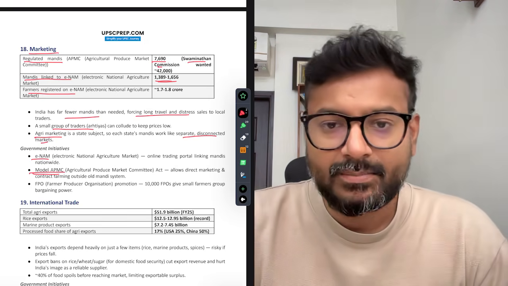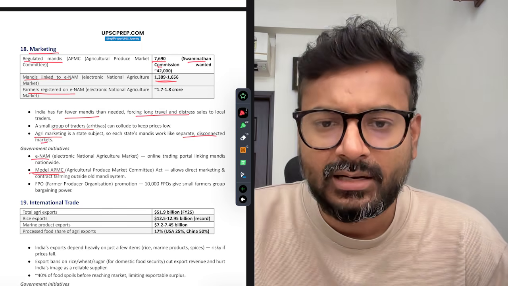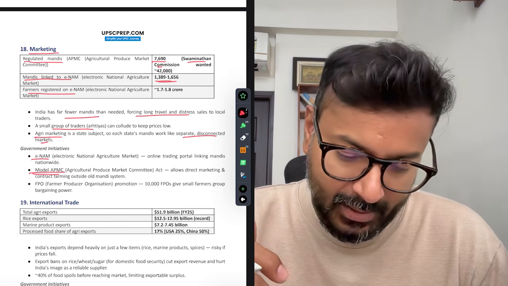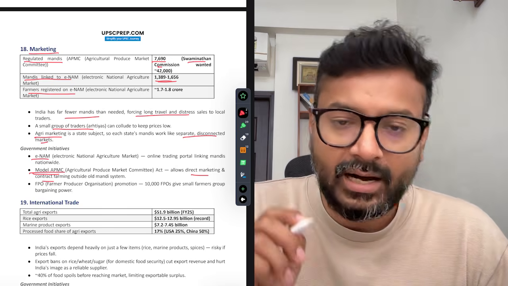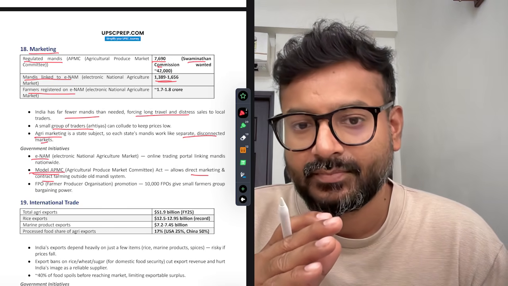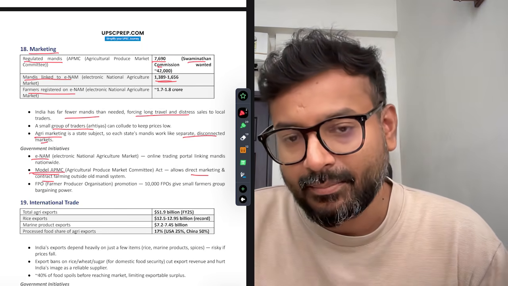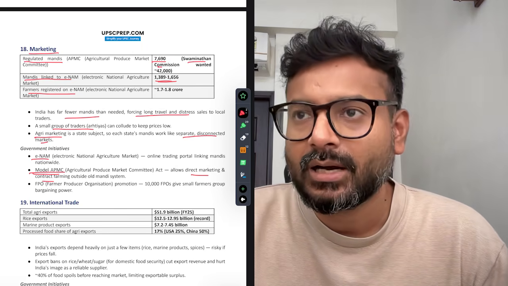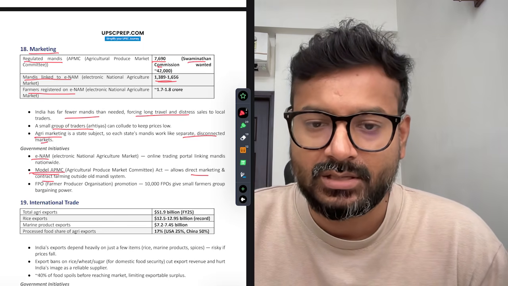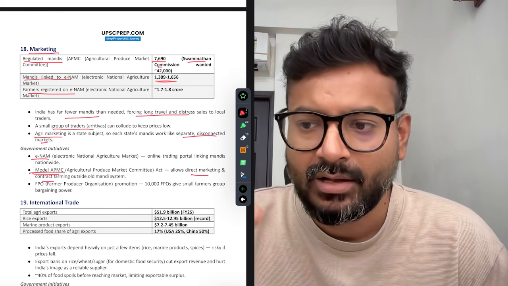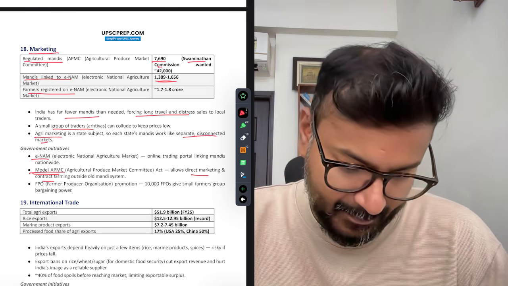Second is the Model APMC Act that the Centre has brought. Again, because agriculture is a state subject, the Centre can only bring a model act. It is up to the states to implement it. This Model APMC Act allows direct marketing and contract farming outside of the old mandi system. So rather than being forced to sell at the mandi, farmers can choose direct marketing, selling directly to a food processing company, or have contract farming, where a food processing company gets into a contract with the farmer to grow a specific crop, which the food processing company will finally buy.